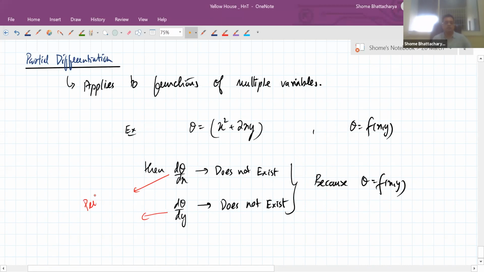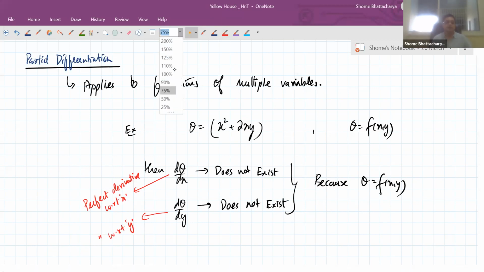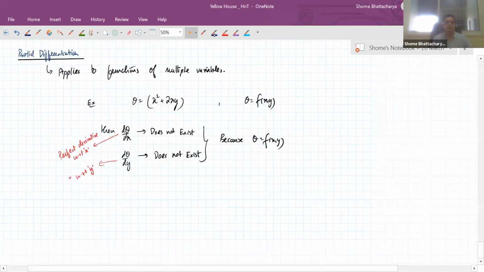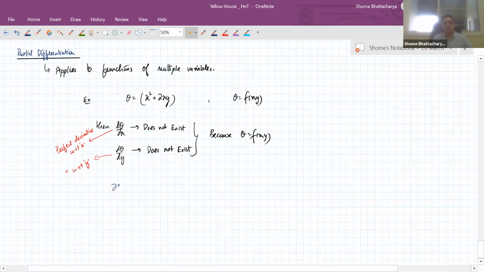This is the perfect derivative with respect to x, and this one is the perfect derivative with respect to y. But instead, del theta by del x is basically applying the differentiation to this function. This is the partial derivative.